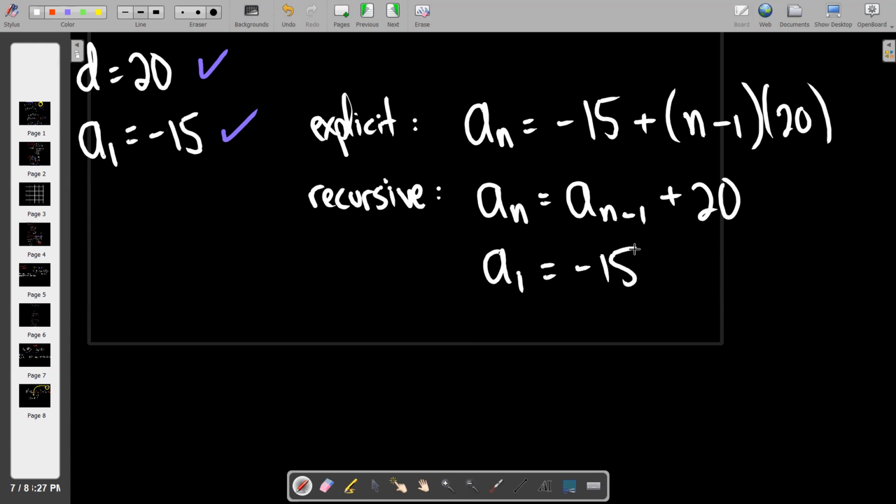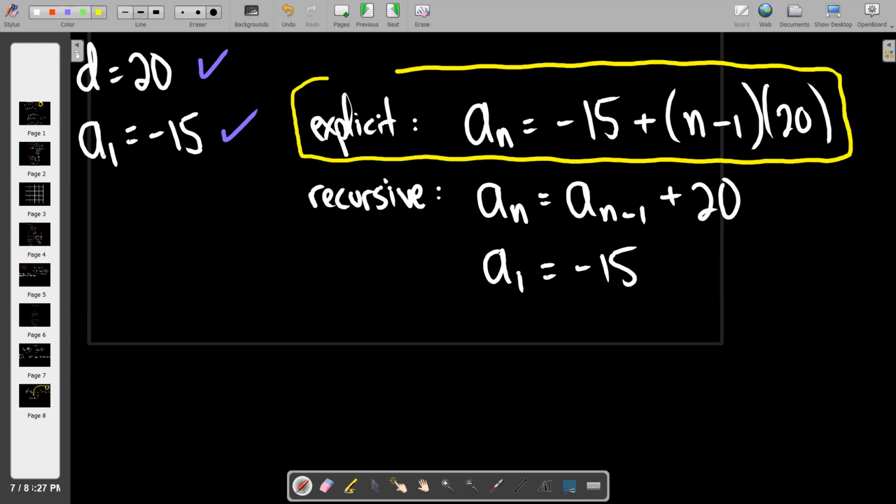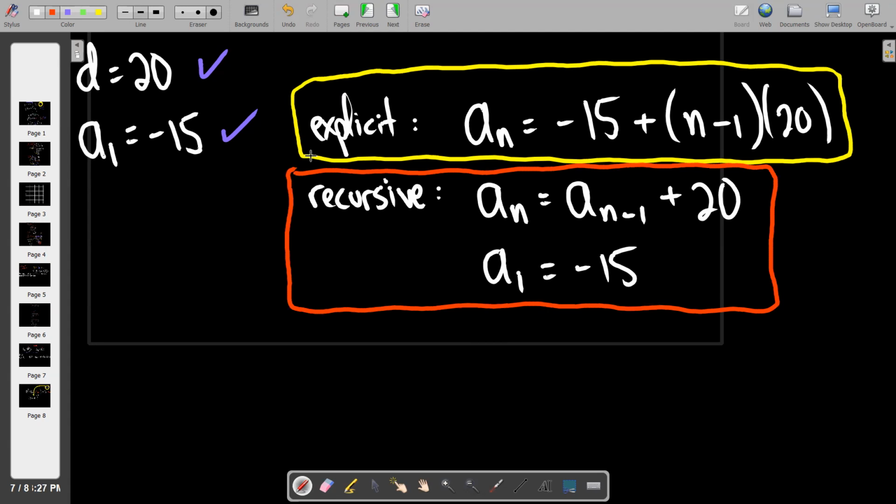So let me put some boxes around this just in case this hasn't been made clear yet. This yellow box is one answer. That is called the explicit formula. This red box is the other answer, called the recursive. And that's what I want you to do 11 more times on that worksheet. Think you got it?